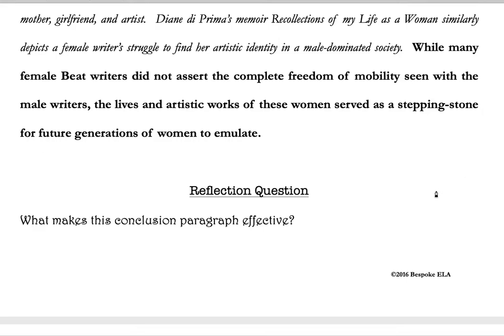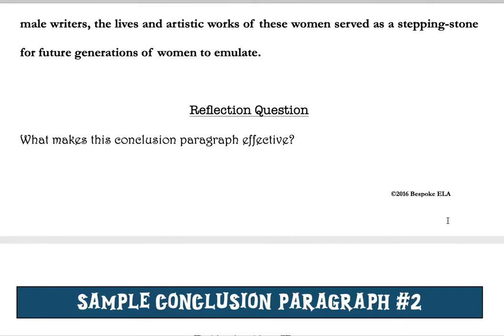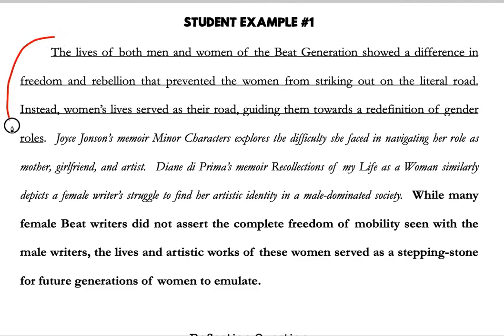So, reflection question: what makes this conclusion paragraph so effective? Well, it starts off by doing just what it should do. It rephrases the thesis statement. So even if you haven't read the essay at all that this comes from, you know that the thesis has to do with the men and women of the Beat generation and how the lives of these men and women were different. Because women could not strike out on a literal road, they didn't have the physical freedom of men. But their lives served as the road, guiding them toward a redefinition of gender roles. Okay, it's clear that that's what was just being talked about in the essay.